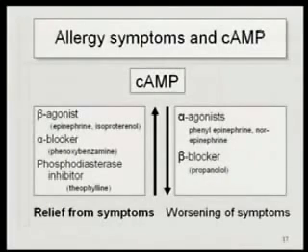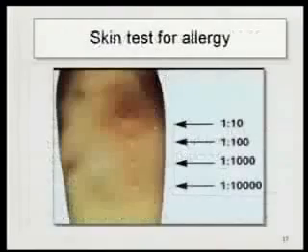On the contrary, alpha agonists or blockers of the beta receptor tend to decrease cyclic AMP and increase cyclic GMP, and these are drugs that are going to worsen the symptoms. That's why people who are on beta blockers often wheeze. One of the side effects of people on chronic beta blocker treatment is wheezing symptoms.